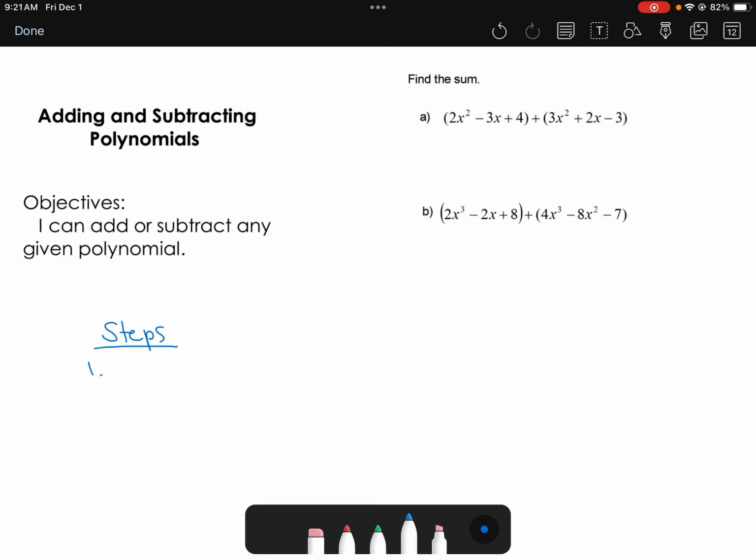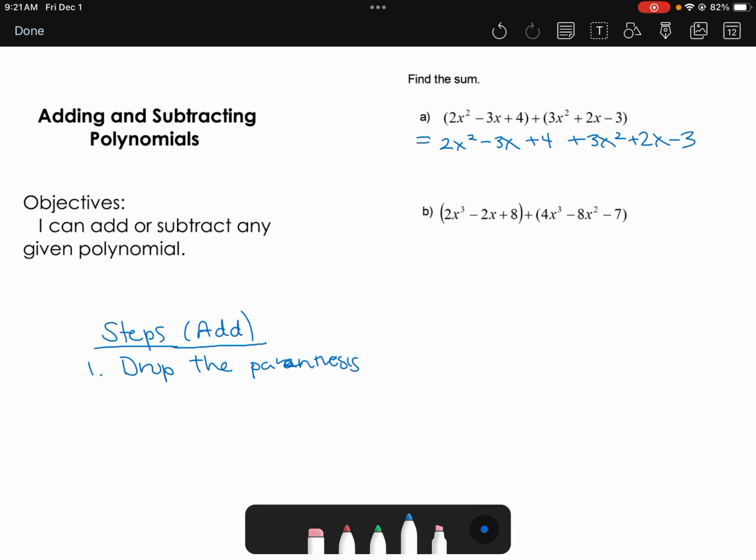Your first step when adding, I'm going to make sure you put that in parentheses because it's a little different when we do subtraction, is I'm going to drop the parentheses. So first thing we do is we drop the parentheses. I have 2x squared minus 3x plus 4 plus 3x squared plus 2x minus 3. That's step 1.